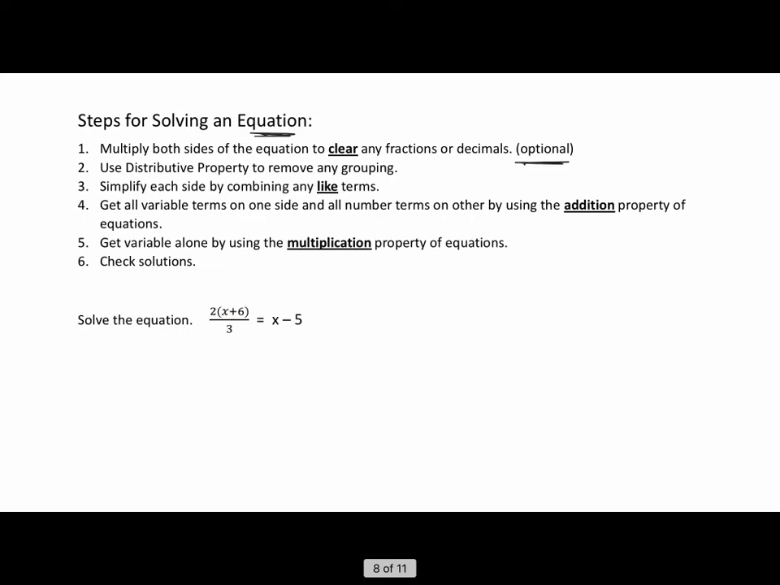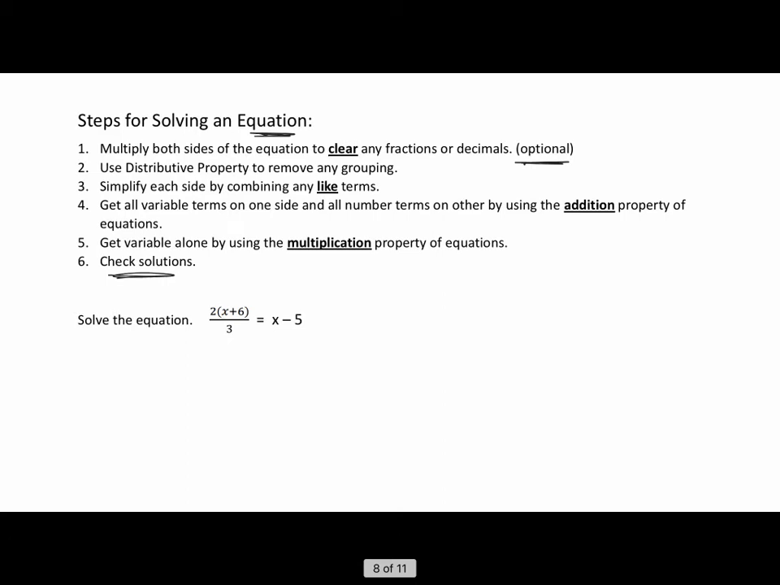And then we can start moving terms from sides. So we're going to use the addition property to opposite terms so that we have number terms on one side and variable terms on the other side. Then we can get the variable to be the only factor on its side with the multiplication property by just multiplying the reciprocal of the coefficient of the variable to both sides. And then you want to check your answer to make sure that it's true.